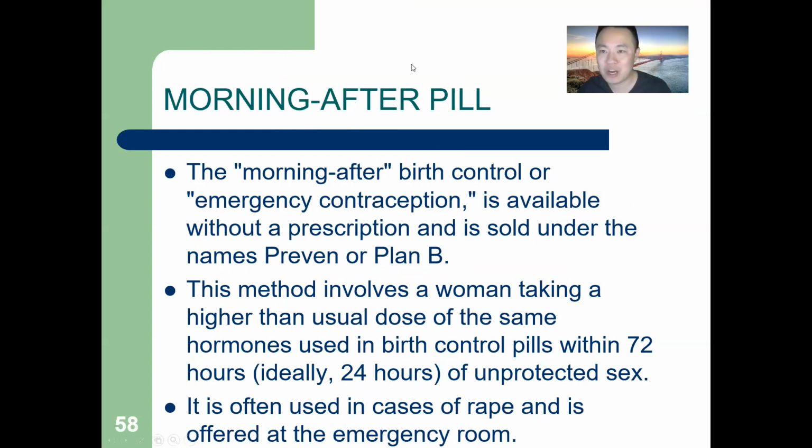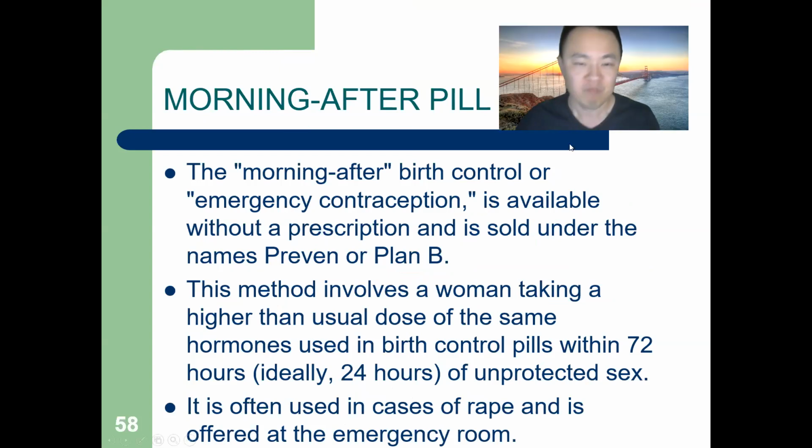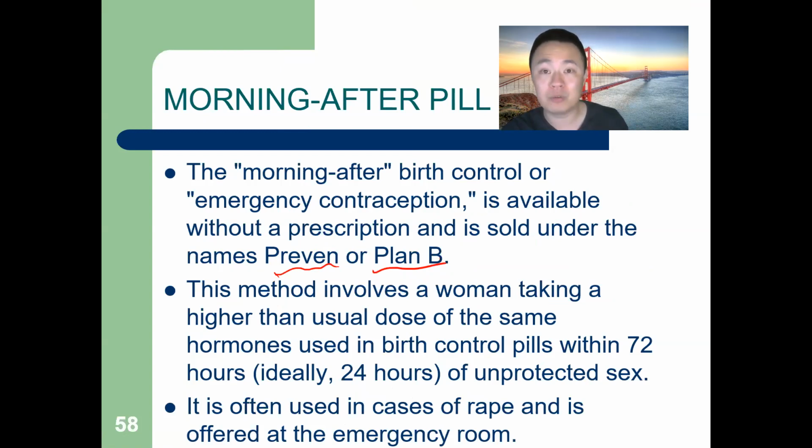All right, the next one here is the morning after pill. Okay, now the morning after birth control or emergency contraception is available without prescription and is sold under Previn or Plan B. Okay, and this method involves a woman taking a higher than usual dose of the same hormones used in birth control pills within 72 hours, earlier the better, 24 hours ideally, of unprotected sex, and it is often used in cases of rape and is offered at the emergency room.